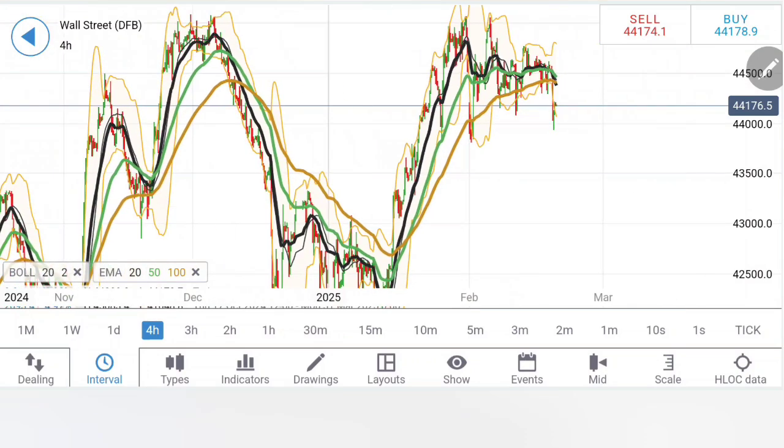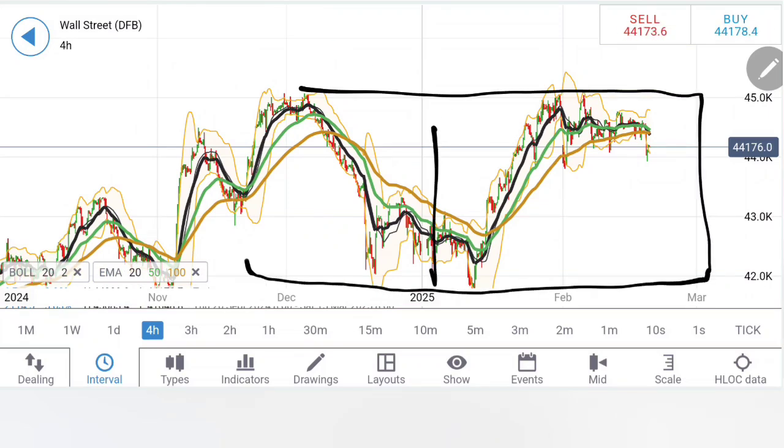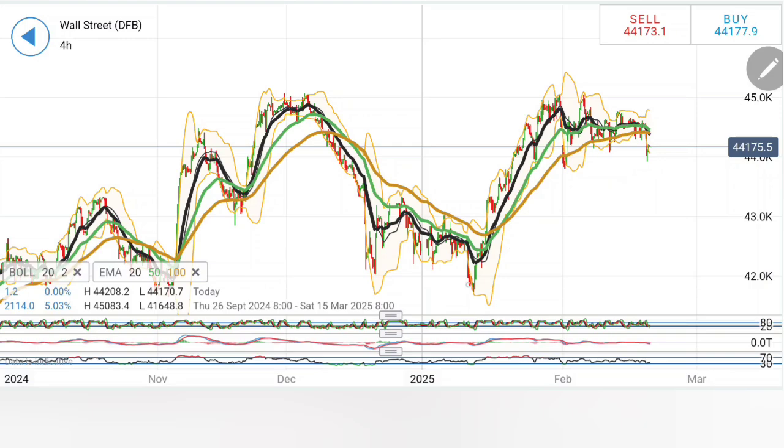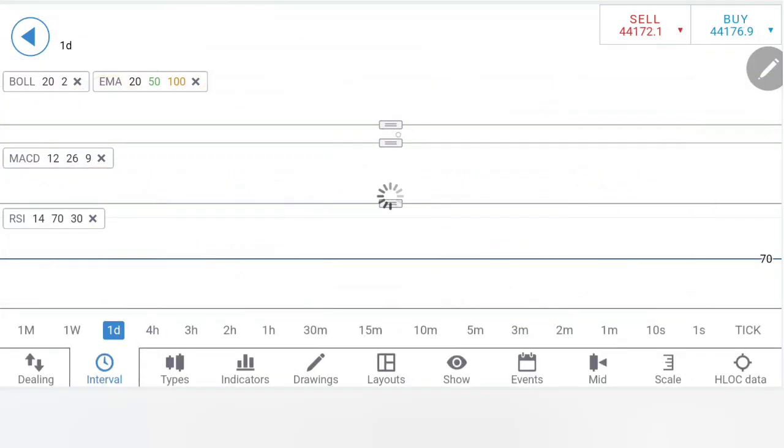This could be the beginning of the next run, which I have shared several times, that it is largely staying in the box. The bottom of this is towards 42,000 levels. Stochastic has hit the bottom, MACD bearish, RSI has also hit the bottom.